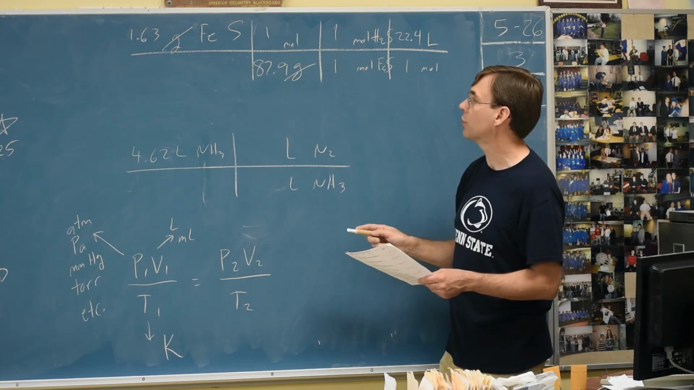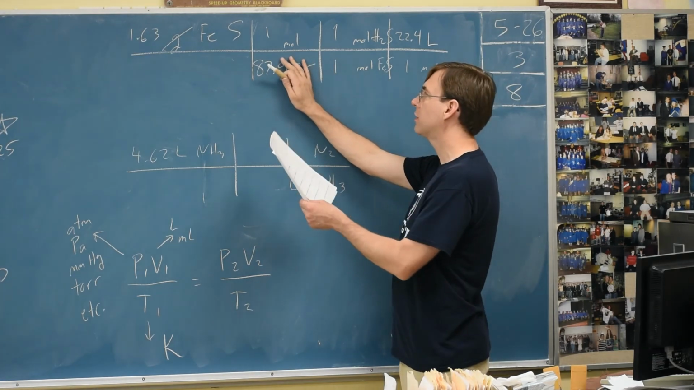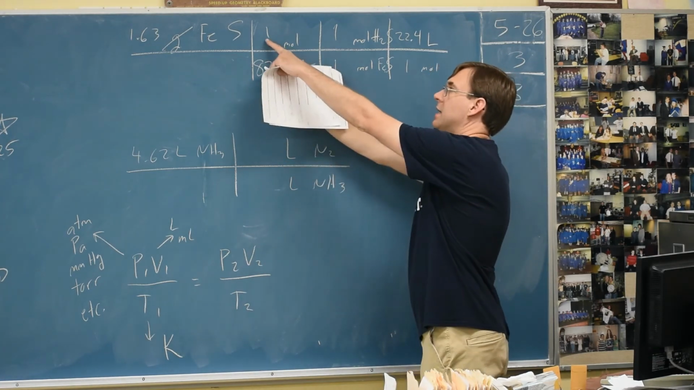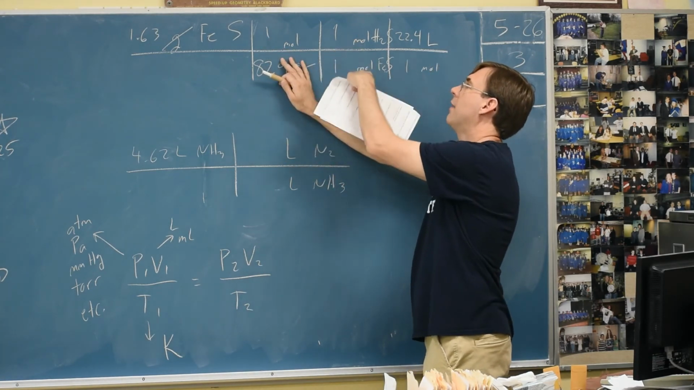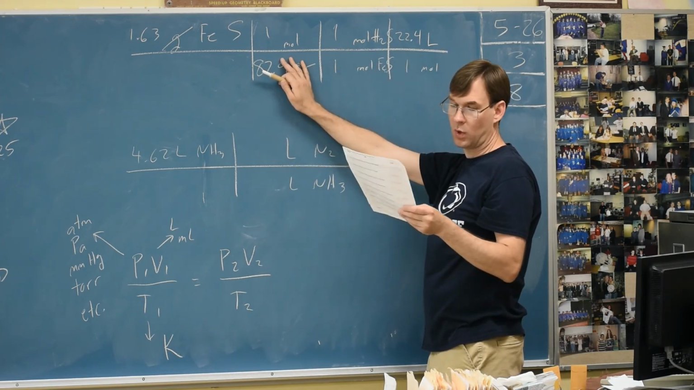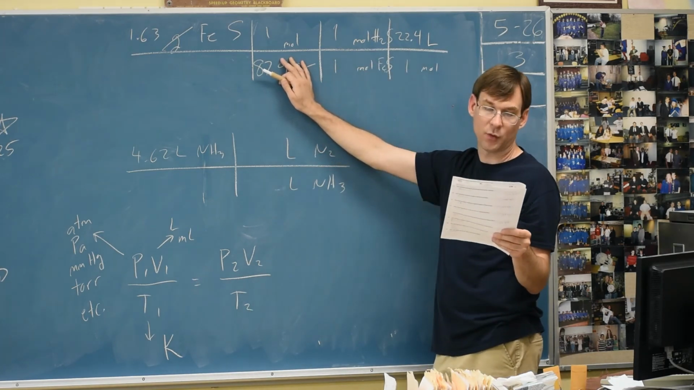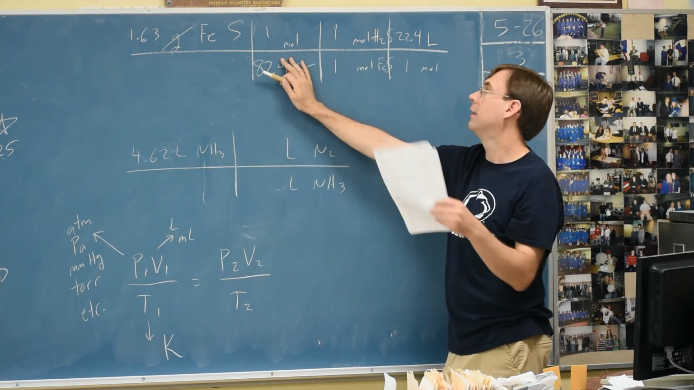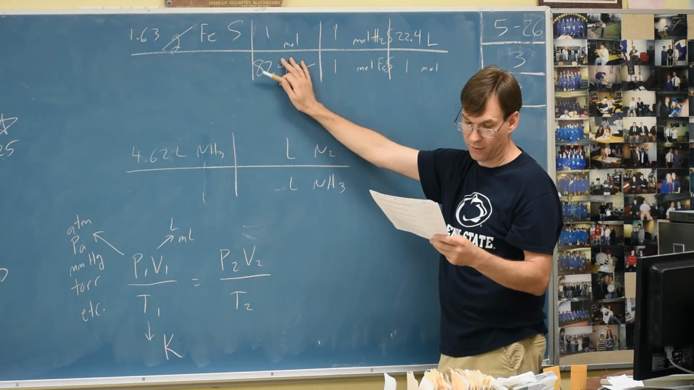129 is a step shorter. We don't have to do anything with the grams. On 129, they give you moles to start, and then we'll do the coefficients. For 129, the coefficients would have a 3 over a 2, and then we'll finish with the same 22.4.